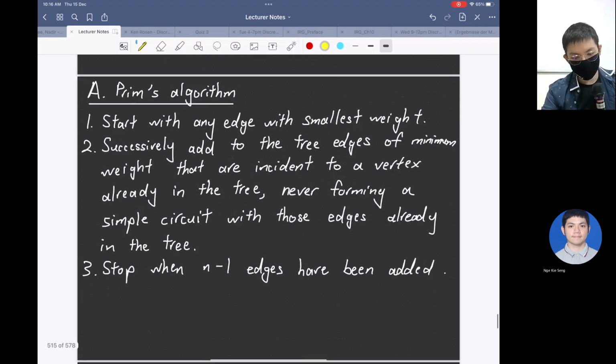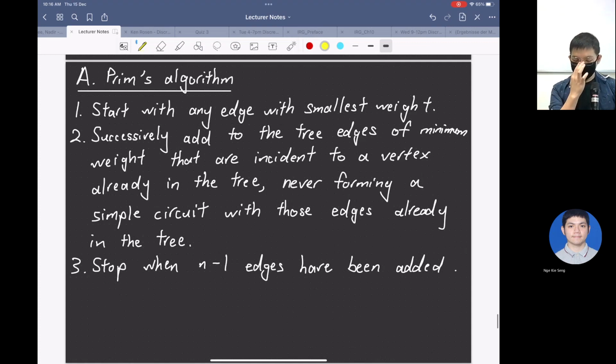So next. First is what we call Prim's algorithm. Okay? Prim's algorithm says that you start with an edge with the smallest weight, okay, and then you successively add edges of minimum weight that are incident to a vertex that's already in the tree, and never form a simple circuit. So this is what we go through every time. And then stop when n-1 edges have been added.